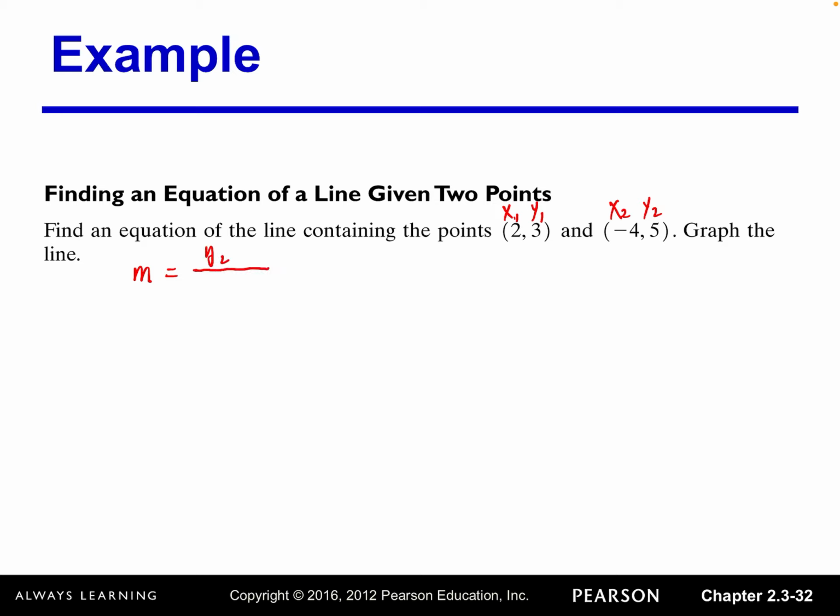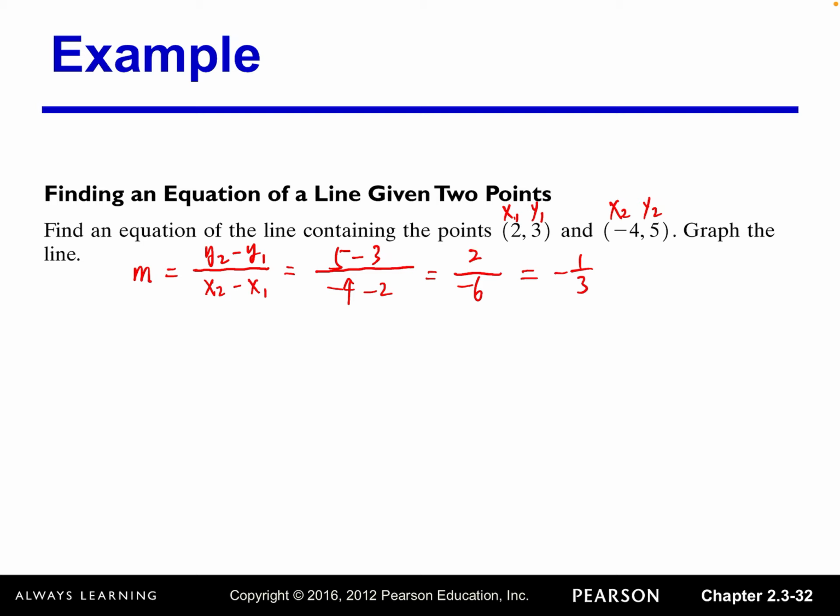Slope equals the difference of the 2 points' y coordinates over the difference of the 2 points' x coordinates. So now let's plug it in. 5 minus 3, that's the numerator, the difference between the 2 y's, and then -4 minus 2, that's the difference between the 2 x's. We simplify: numerator is 2, denominator is -6, and then we simplify as -1/3.